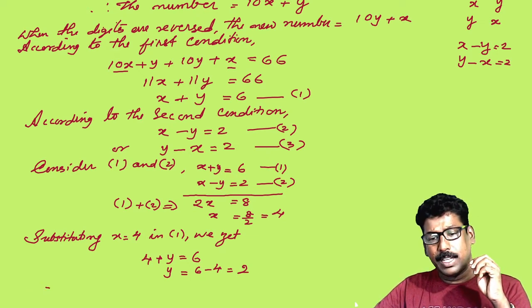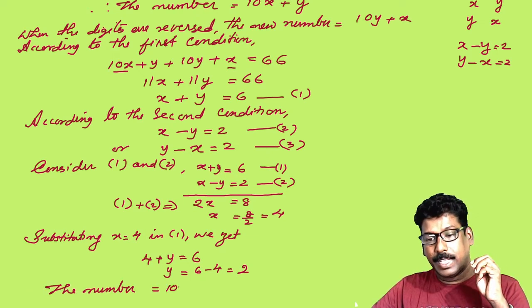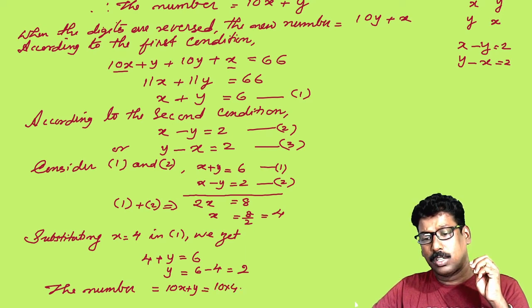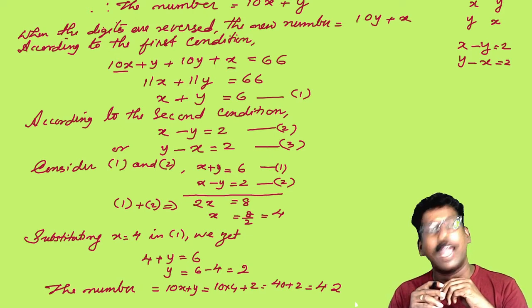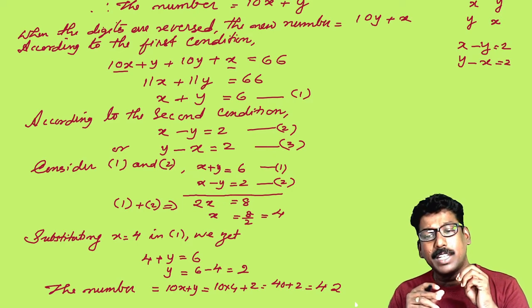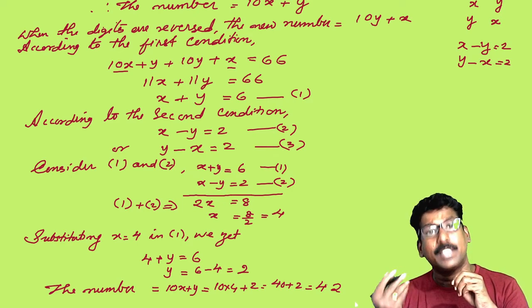That means the number is 10x plus y, that is 10 into 4 plus 2, that is 40 plus 2, which is equal to 42. So for x minus y is equal to 2, the second condition, you will get the number as 42. Now consider equation 1 and equation 3.